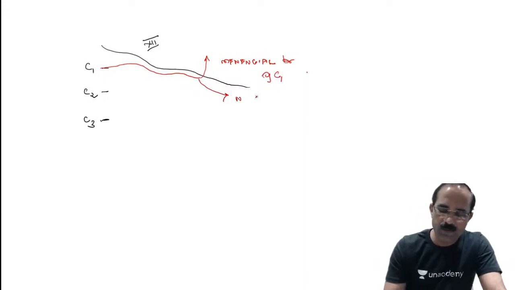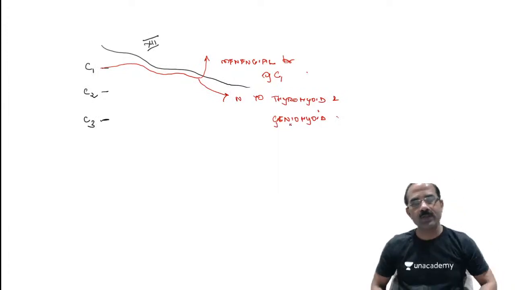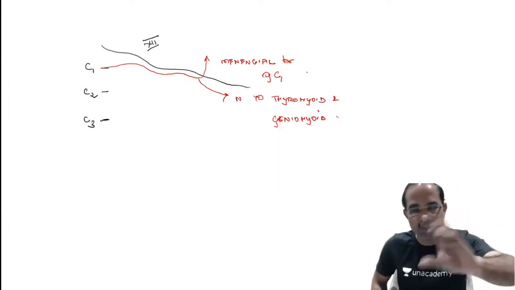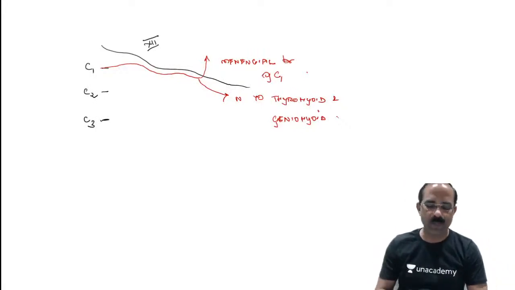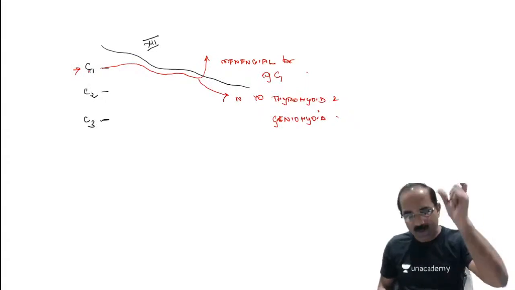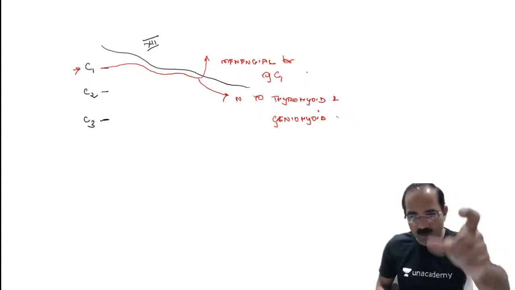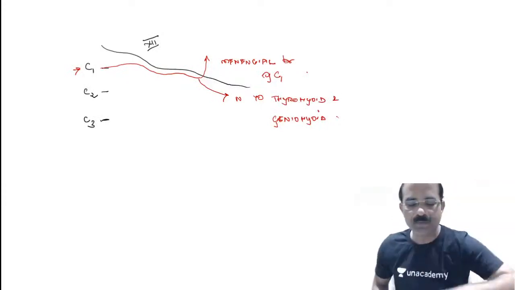Second is nerve 2, the nerve to thyrohyoid and geniohyoid. So students, tell me, this thyrohyoid and geniohyoid will be supplied by what? Thyrohyoid and geniohyoid will be supplied by C1, right? Just remember that. It will be supplied by C1.